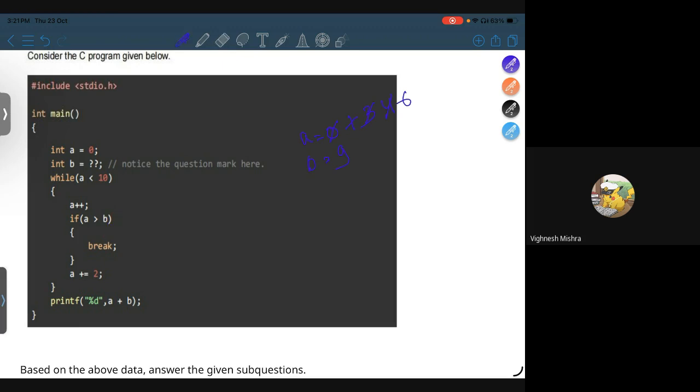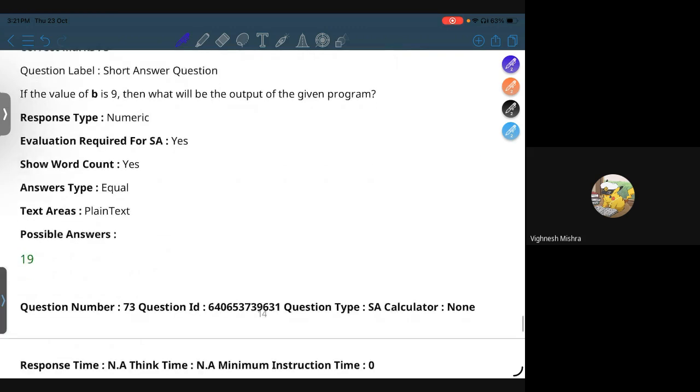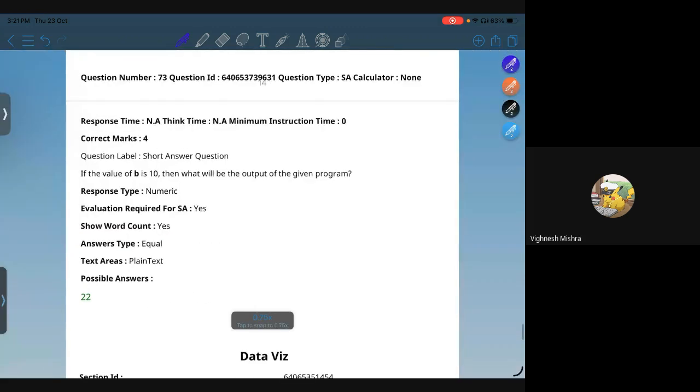Now it will check whether 6 is less than 10. Yes, it will become 7. 7 still, this condition remains false. It will become 9. Now 9 will go here. This will become 10. So yeah, 10 is greater than 9. So this will break. And yeah, here we have 10 plus 9 is 19. That is your answer.